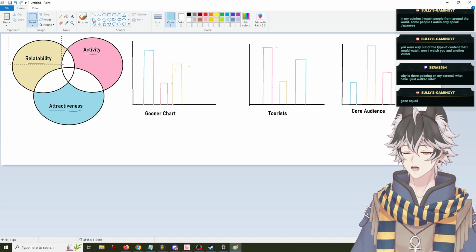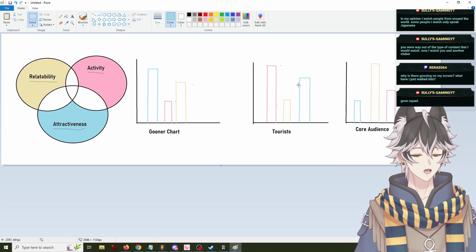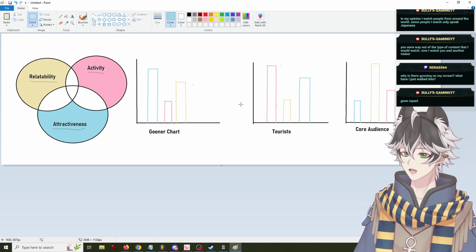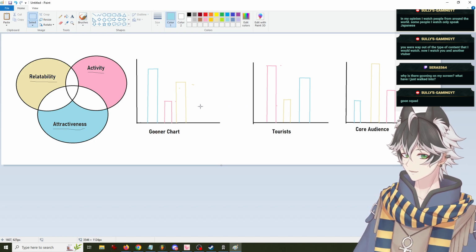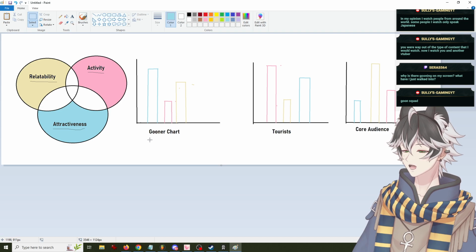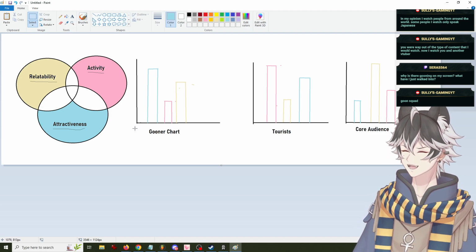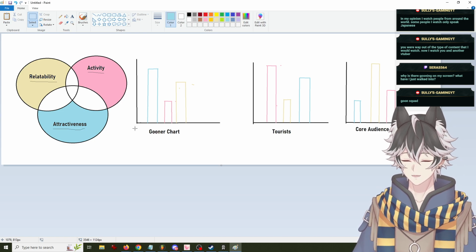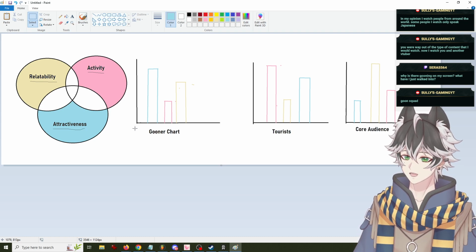And this is why, in my estimation, people watch streamers and what the different audiences get out of it. The goon squad. Why is there gooning on my screen? I was doing what's otherwise known as a very interesting ramble.